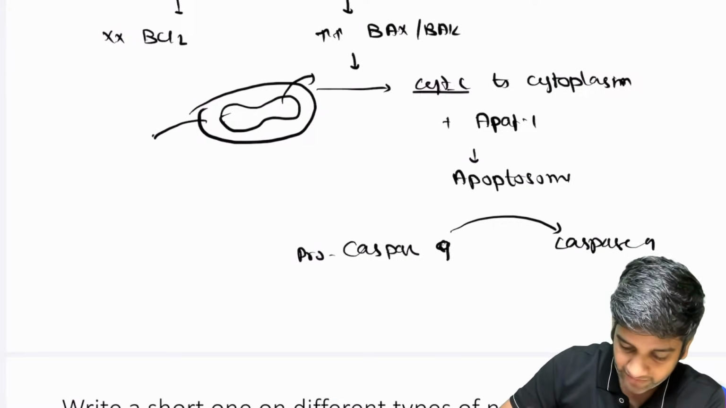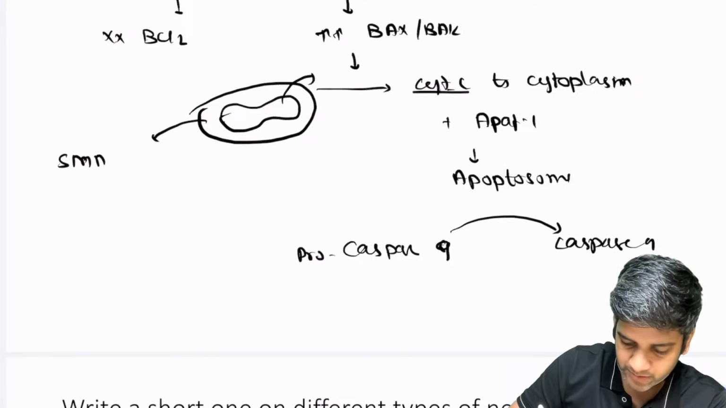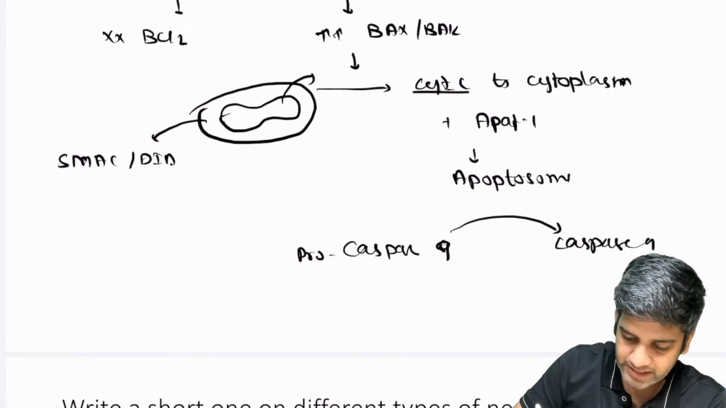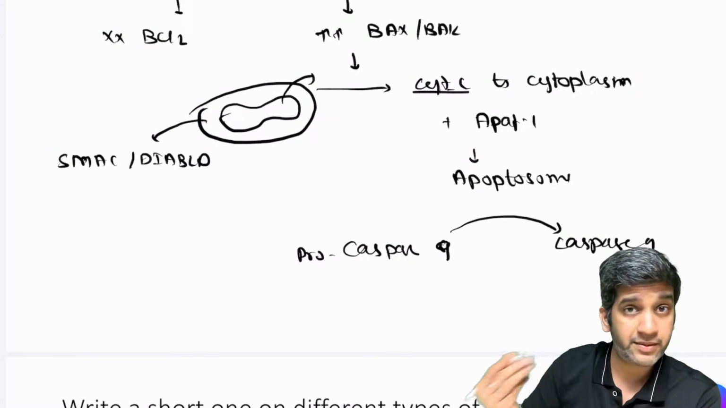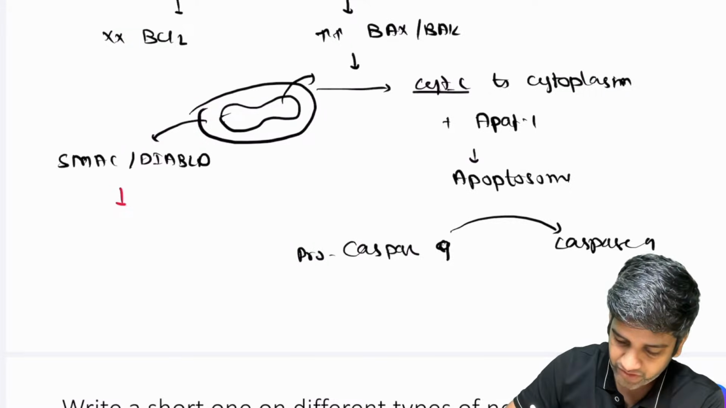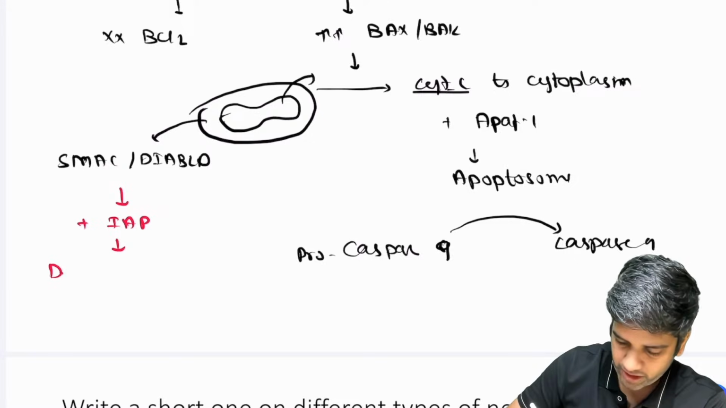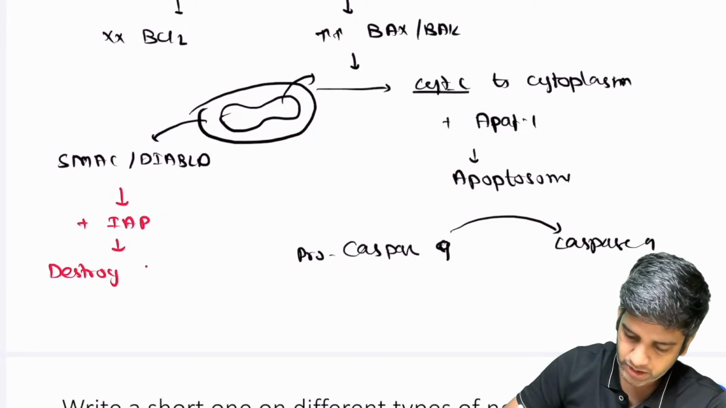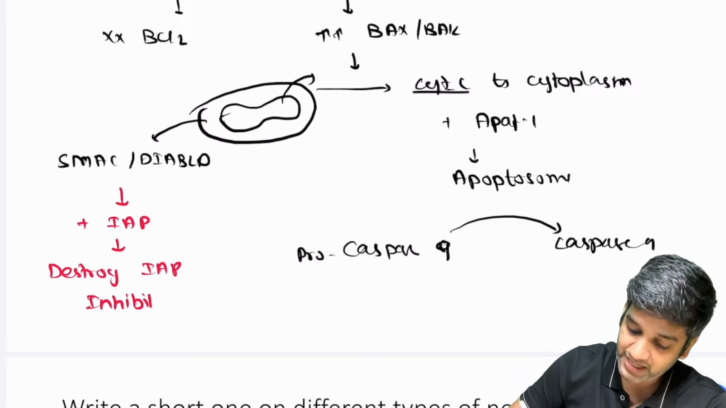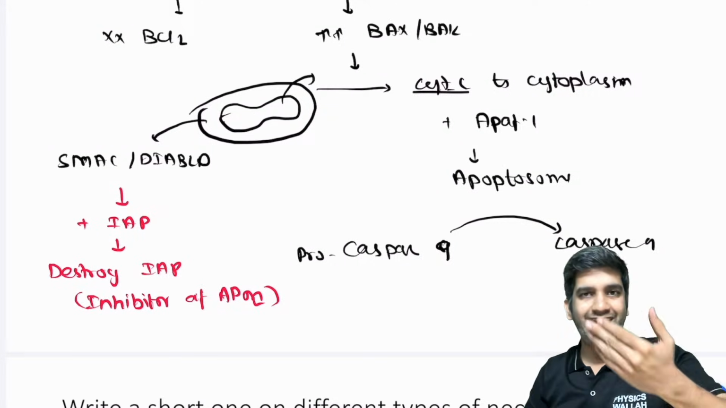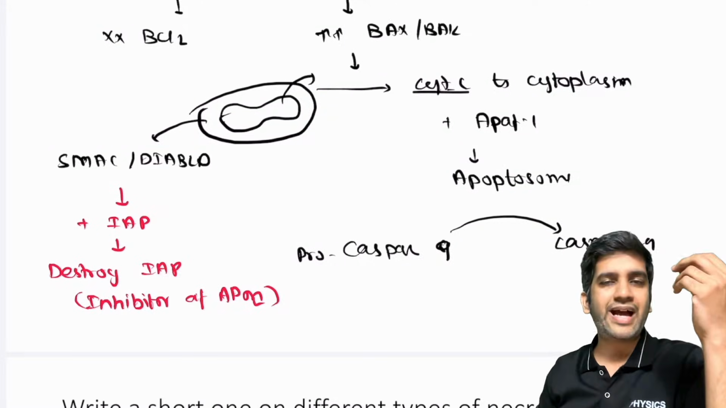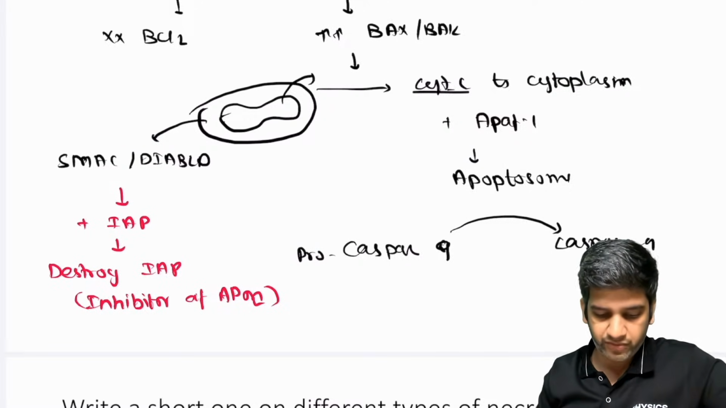There are a few more things which come outside. This might not be required, but if you write, it will be great. SMAC and Diablo, which also will be coming outside whenever Bax and Bak are there. This will bind with IAPs and destroy the inhibitors of apoptosis. IAP is inhibitors of apoptosis, which is there in the cytoplasm of every cell. So ultimately, caspase 8 or caspase 9 or 10 will be activated at the end of the intrinsic pathway of apoptosis.